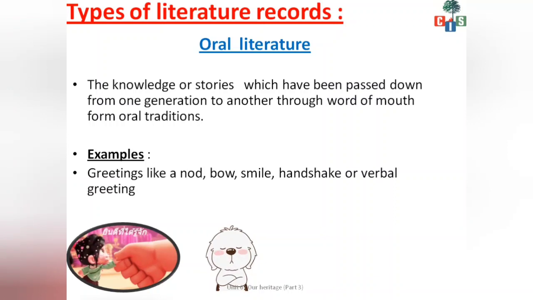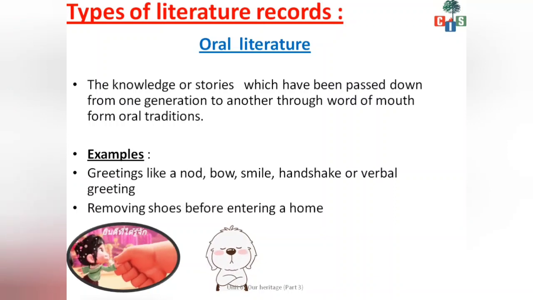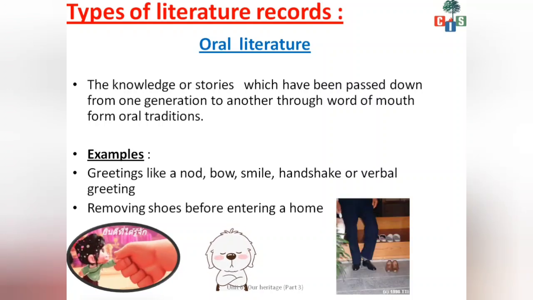Another example is removing shoes before entering a home. घर में आने से पहले we take out the shoes, right? Nobody has written it anywhere, but we do it because our parents have told it. उनको किसने बताया? उनके parents ने. So it has been passed on from one generation to another. So this is called oral literature.